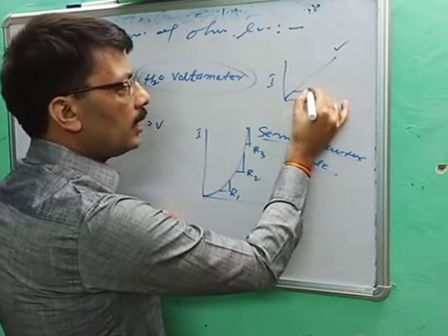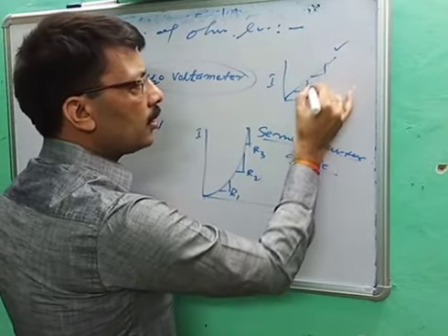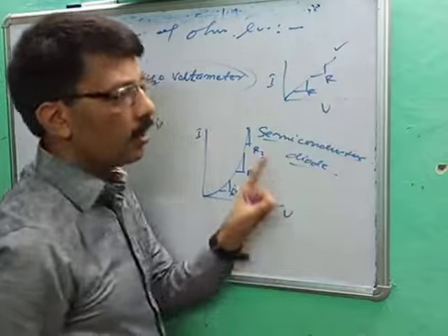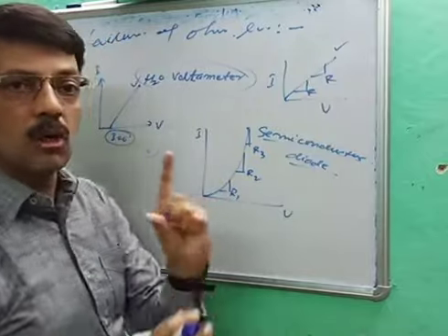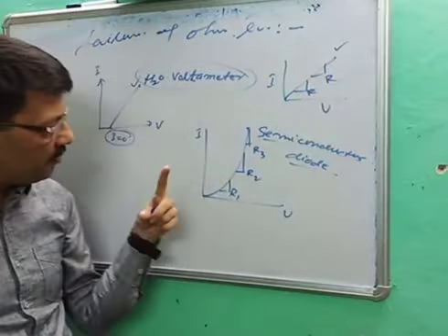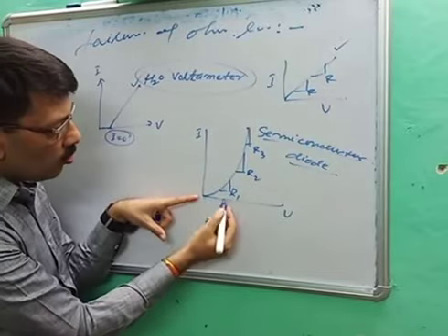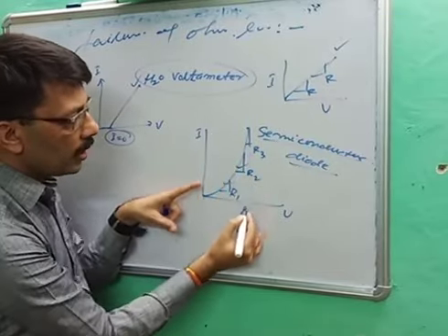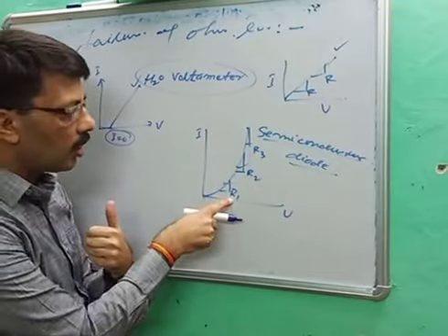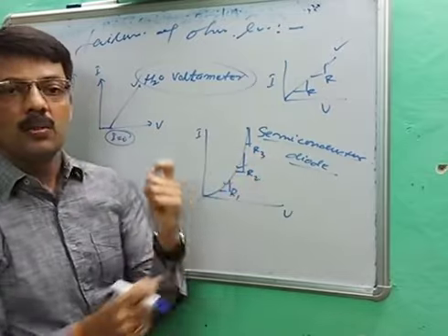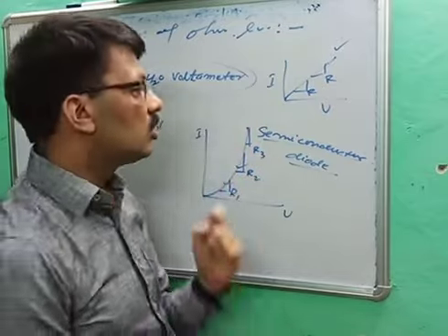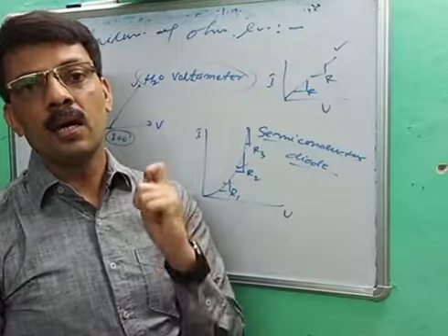While here I taught you that at every point resistance should be R. Resistance should be constant. This is called verification of Ohm's law. If you are getting a graph like this, then at different portions you are getting different resistance, like R1, R2, R3, which is not a constant value. This is again called failure of Ohm's law.